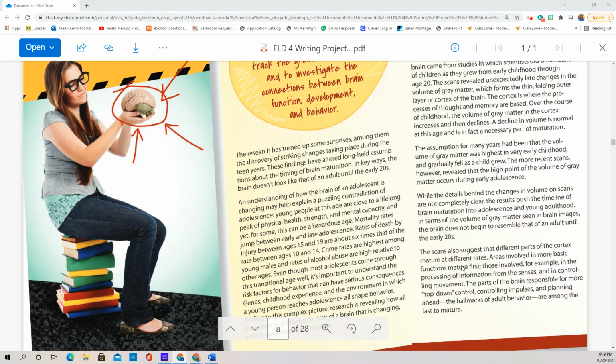The scans also suggest that different parts of the cortex mature at different rates. Areas involved in more basic functions mature first, those involved, for example, in the processing of information from the senses and in controlling movement. The parts of the brain responsible for more top-down control, controlling impulses and planning ahead, the hallmarks of adult behavior, are among the last to mature.